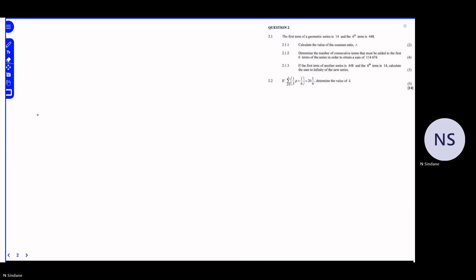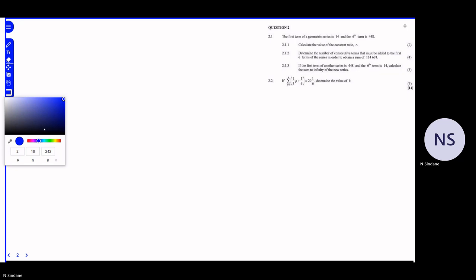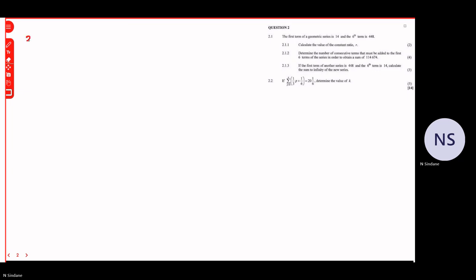Right? Let's go to the next question. Which is a 2 point, use a different color, can use red, 2, 1, 3. If the first term of another series is 448, and the sixth term is 14. T1 in this case is equal to 448, meaning A is equal to 448. Right? And the sixth term T6 is equal to 14. Calculate the sum to infinity of the new series, right?